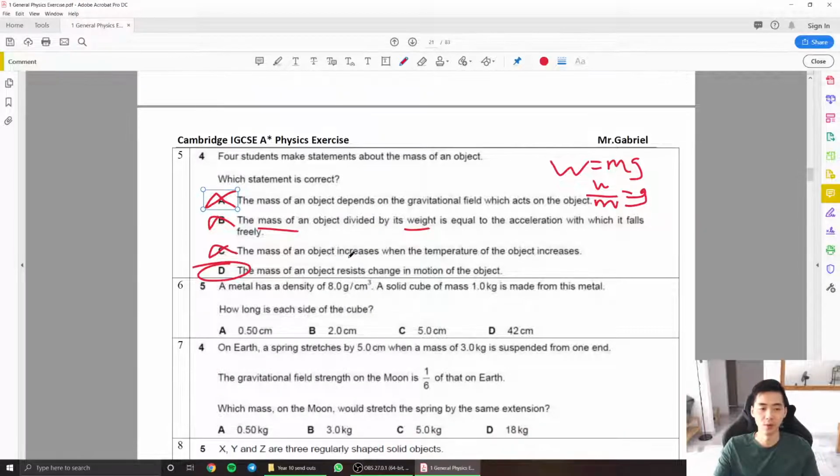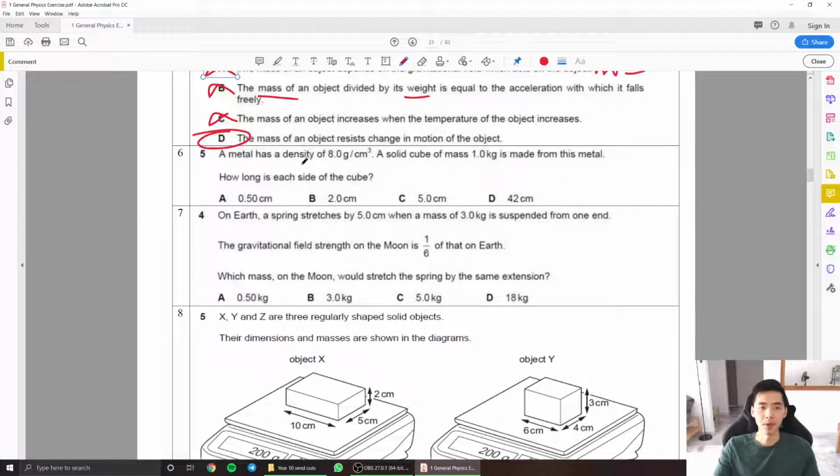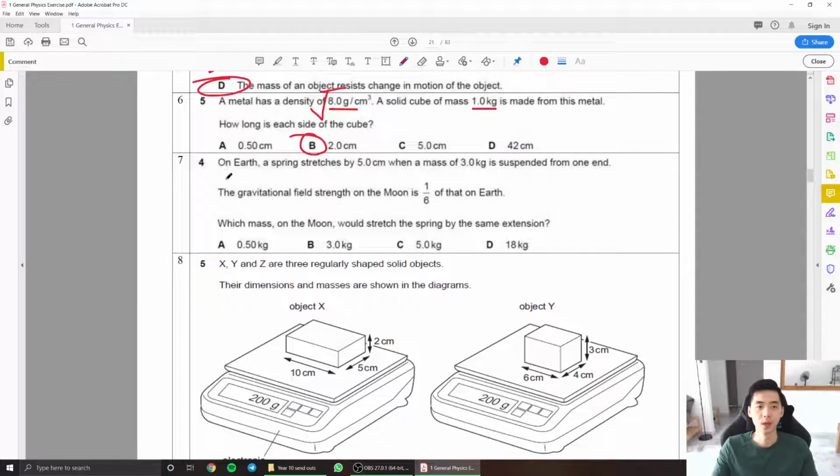Yeah, definitely true. A metal has a density of 8 grams per cm cubed. A solid cube has a mass of 1 kg. It is made from the same material, the same metal. How long is each side of the cube here? Solid cube. It's just the cube root of 8, right? Because it's a cube, with the same dimensions of width, length, and height.